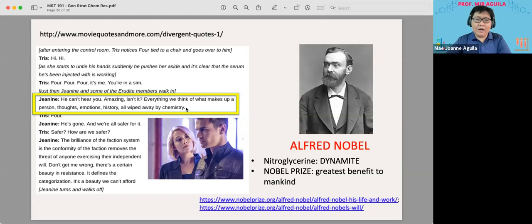Although maybe you're thinking chemistry does not really involve animals or humans as subject, but if you go into the very tiny details of life, look into the biomolecules, those are actually chemistry. So those are dictated by chemistry.